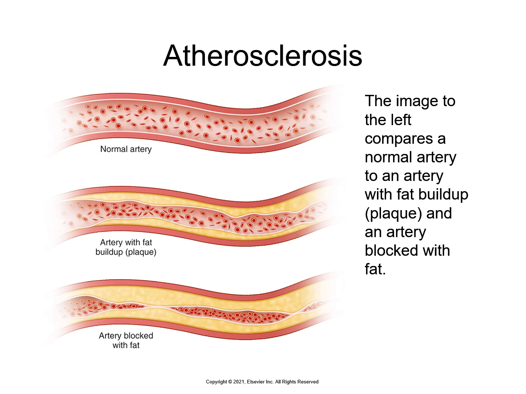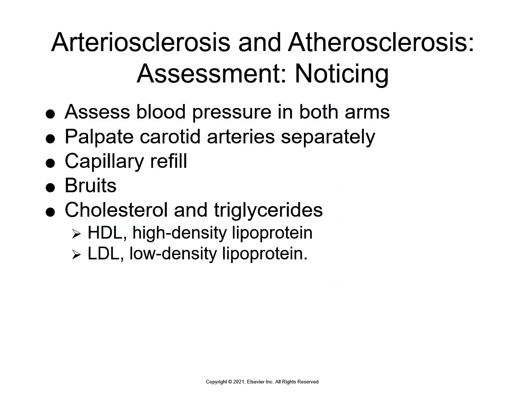So our picture here shows you what a normal artery is. The blood's running through just fine, and then you start getting a buildup of the plaque, which is a fatty buildup, and then you have some spots here that are entirely blocked with that fat or the plaque. So your assessment is super important here. This is noticing. You're going to notice these things.